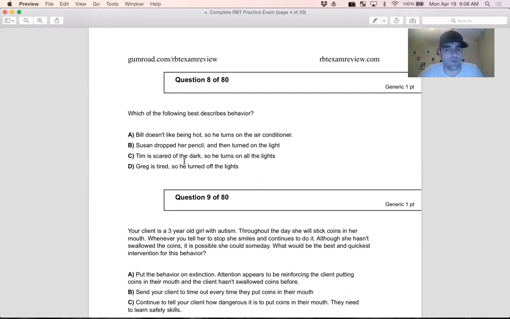C, Tim is scared. Nope. Immediately out. Scared, sad, afraid, angry. Nope. We're not describing behavior using those terms. C is out. D, Greg is tired, so he turned off the lights. Again, how do we measure that? There's a million reasons Greg could have turned off the lights. Even if Greg says he's tired, so he turned off the lights, people don't always tell the truth. So you can't measure it, you can't observe it, you can't describe it. But B is best. What happened? Susan dropped her pencil, then turned on the light. It's clear, it's straight to the point, it's objective, it's measurable.